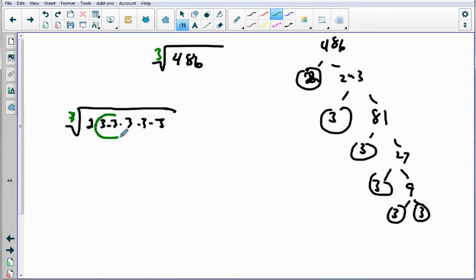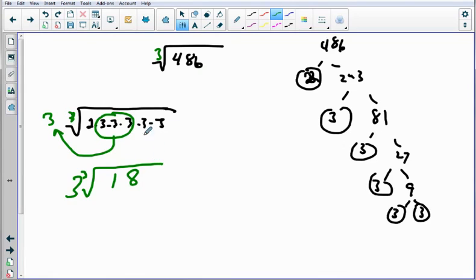Well, there are 3 3s here. Okay, so that comes out just like that, because the cube root of 27 is that. And then whatever I have left inside, so I'm going to come down here, I'm going to say 3 cube roots of what's left inside? 2 times 3 times 3, so that's 6 times 3, that's 18. So there's the cube root of 486 simplified.